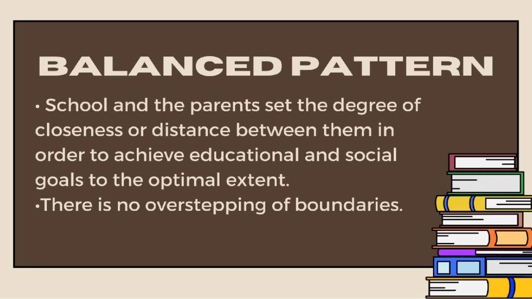When we say balance pattern, the schools and the parents set the degree of closeness or distance between them in order to achieve educational and social goals to the optimal extent. There is no overstepping of boundaries. The roles of the school and the community are balanced. If the gap between the school and the community is large, the school will fill the gap and reach out to the community. When the distance is small, the school has to close its gate somewhat.